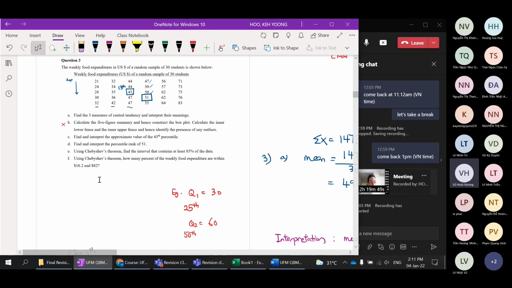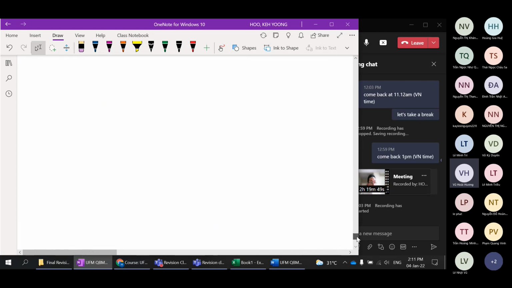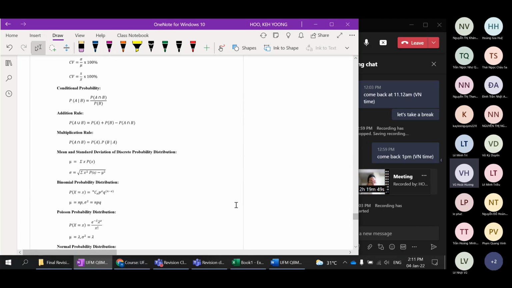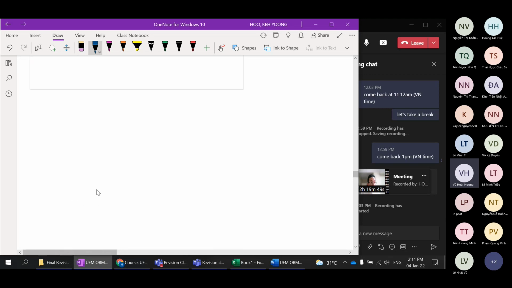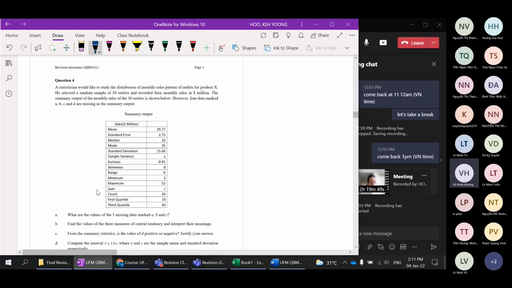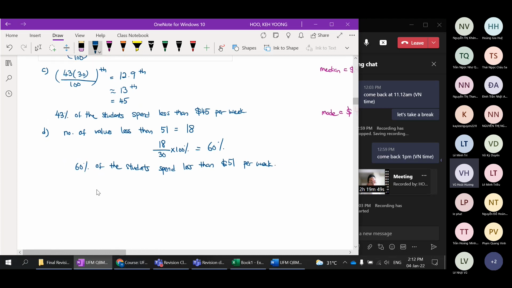So at least 85%. If you look at the formulas given, there is one Chebyshev theorem formula here: 1 minus 1 over k squared. This is to find the percentage, and the percentage is given already, so you need to work backwards here to find the k value. Okay, let's sketch it out.